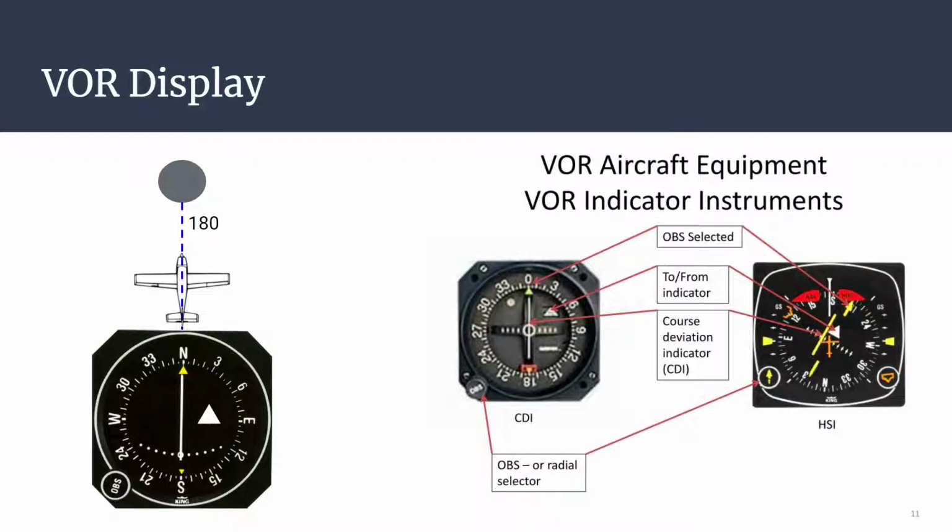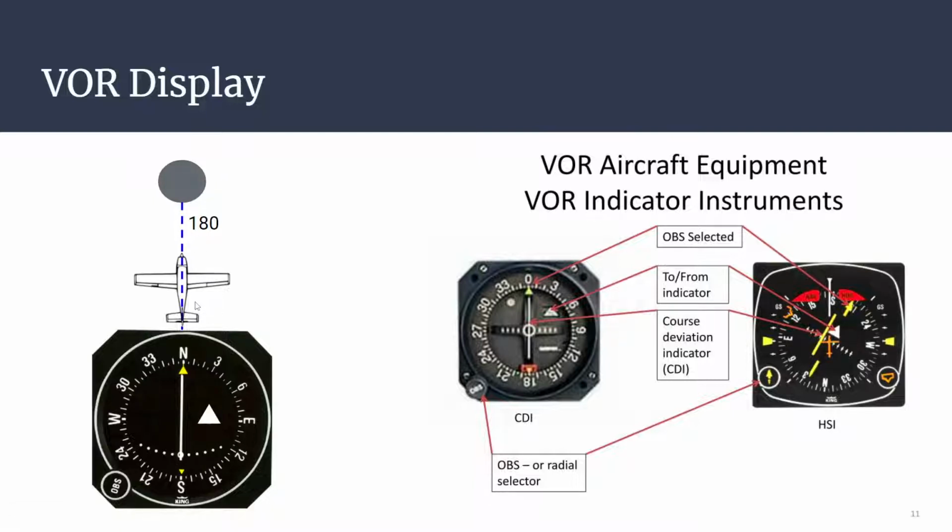VOR displays, I think everybody here is quite comfortable with them since we've used them in flight sim. The main thing is the top, which is the OBS selected using the knob, and also that we are selecting a radial. So if I put north on the VOR, I'm flying north towards the VOR, which means I'm selecting the 180 radial, the reciprocal, because I'm flying along that one.